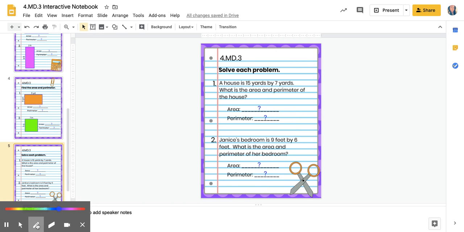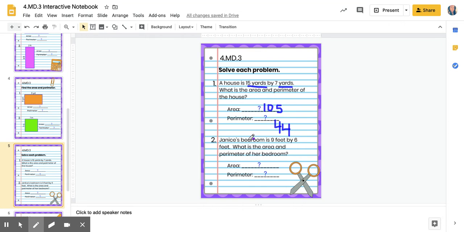Okay, on this next page, they're asking you to solve each problem. They give you a length and a width without a picture, and they're asking you for the area and the perimeter. The area formula is length times width, so all I'm going to do is multiply the 15 yards, which is right here, times the 7 yards, and we get 105 square yards for the area, and the perimeter would be 15 plus 15 plus 7 plus 7, which would give me 44 yards.